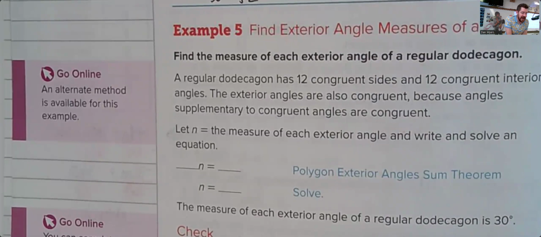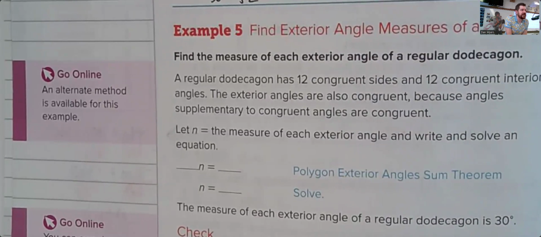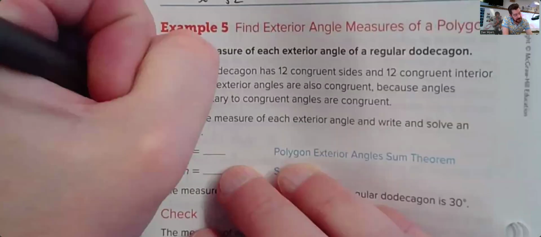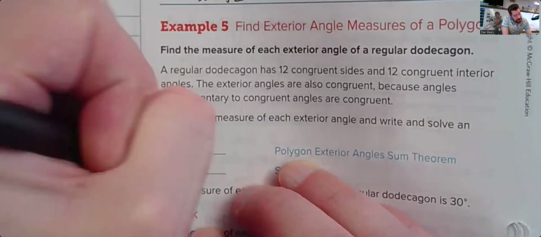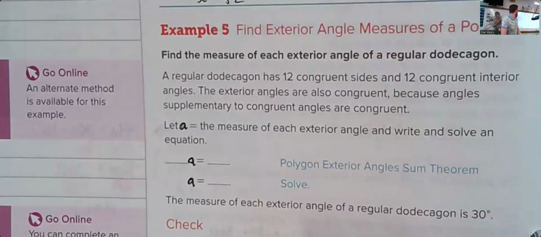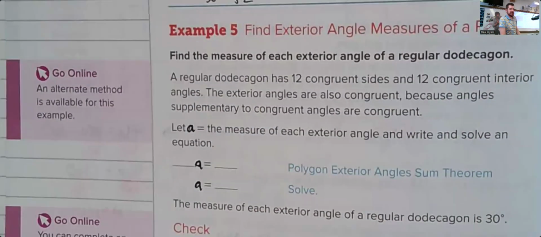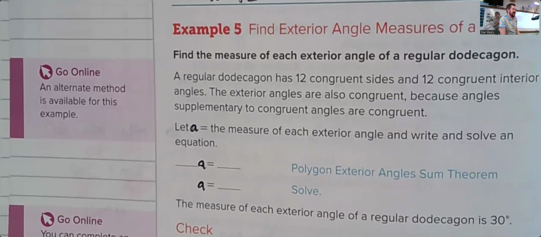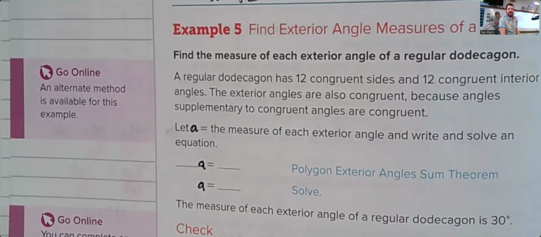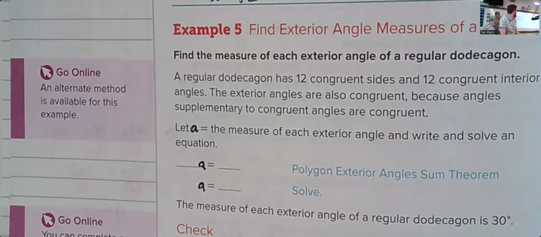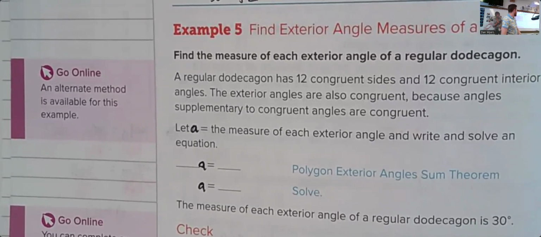I wish it wasn't n. I wish it was a different thing than n, because we were using n for number of sides earlier. Let's change that. I want you to change that to a. We were using n as number of sides earlier. I don't want to use n as angle measurement now, because that will maybe confuse things for some folks, and that's not what we want to do here. Let a equal the measure of each exterior angle, write and solve an equation.